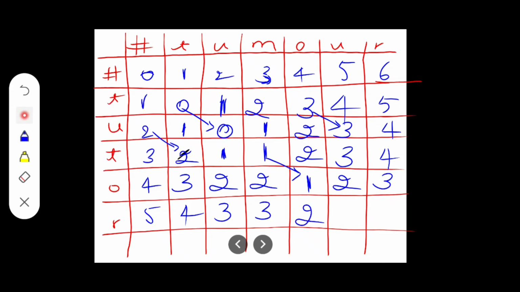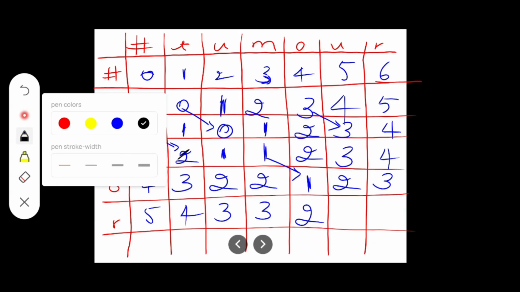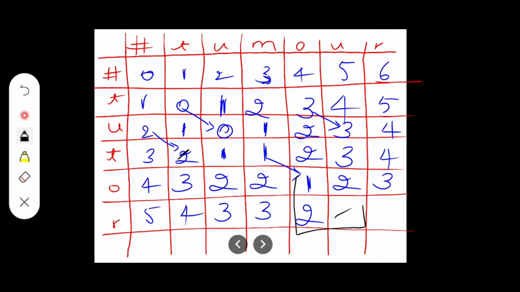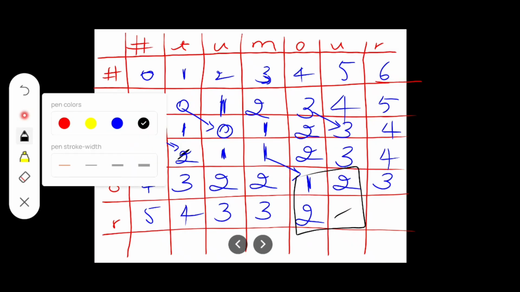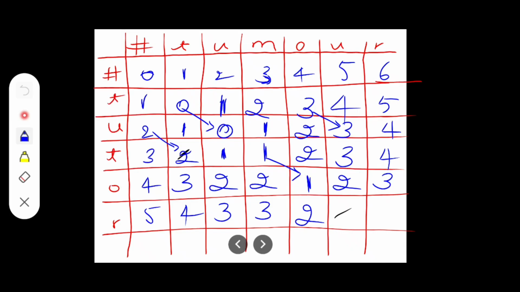Then R is compared with U. R and U are not equal. So I need to fill this box. So I need to take this entire set. Which is the minimum element in this set? 1, 2, 2. 1 is the minimum element, right? So I need to fill minimum element plus 1. That is 1 plus 1. 1 is the minimum element, plus 1 is what? It is 2. So I'll be filling this with 2.